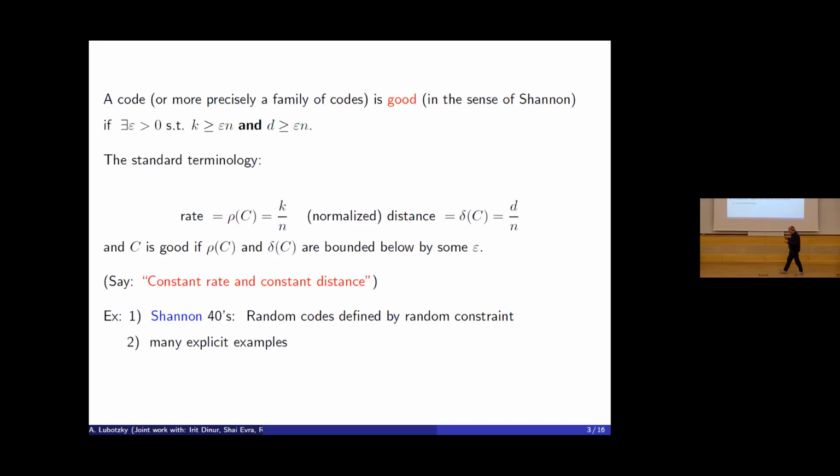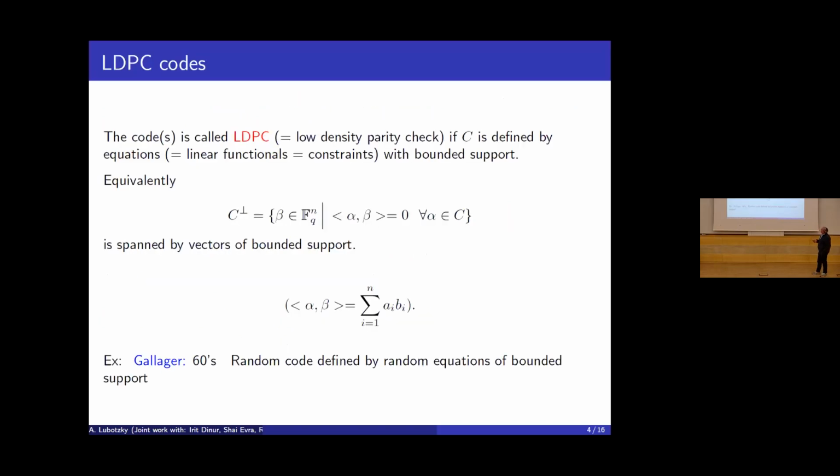Say you take a random n by n matrix, let's say m is half of n, over the field of two elements, and you take the set of solutions of this matrix. Then the kernel of this matrix will be of dimension approximately half of n, and we show that the distance will also be a constant times n with high probability. So good codes exist, and then the theory went on to make explicit examples.